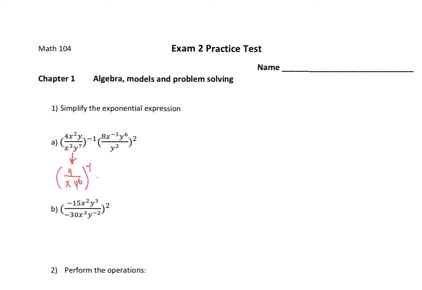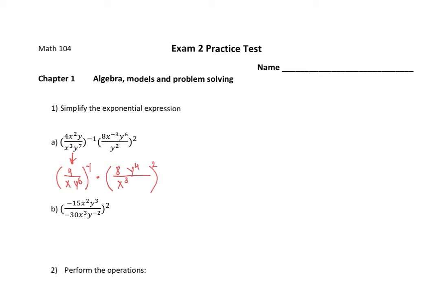Okay. Then we multiply that by the next parentheses that needs to be simplified. I have here 8, so that stays on the top. Then x to the negative 3, so a negative exponent goes down into the denominator. And then y to the 6 over y squared is y to the 4th. Okay.